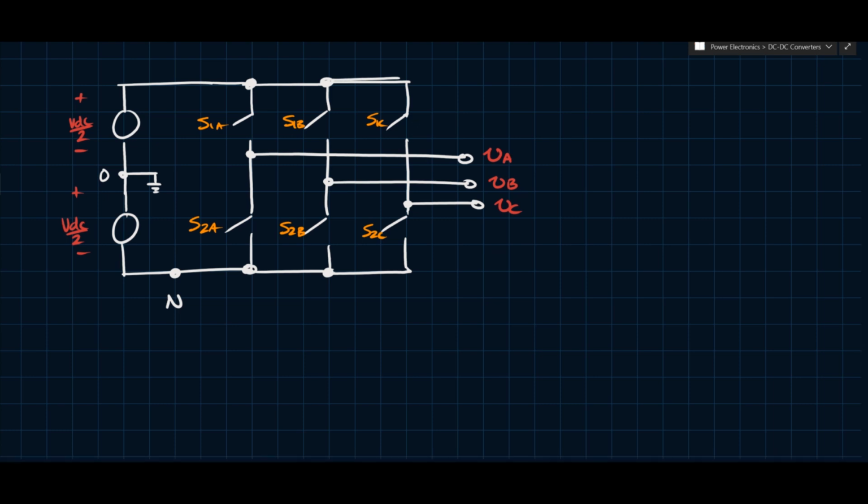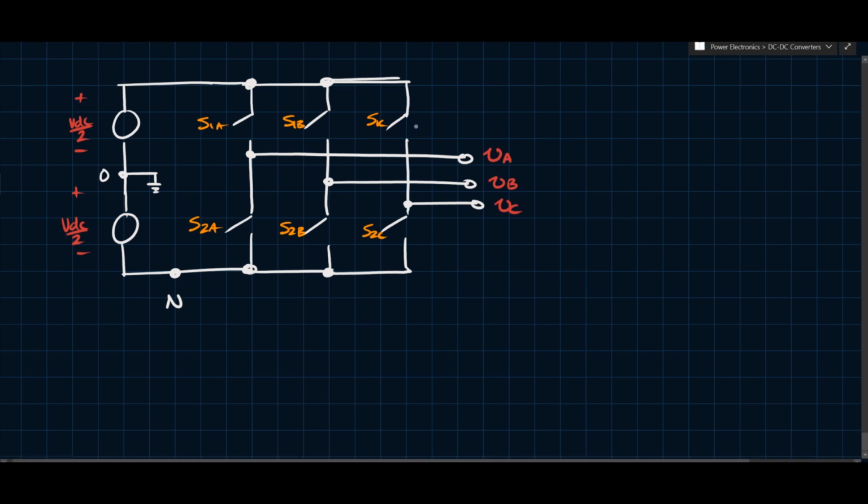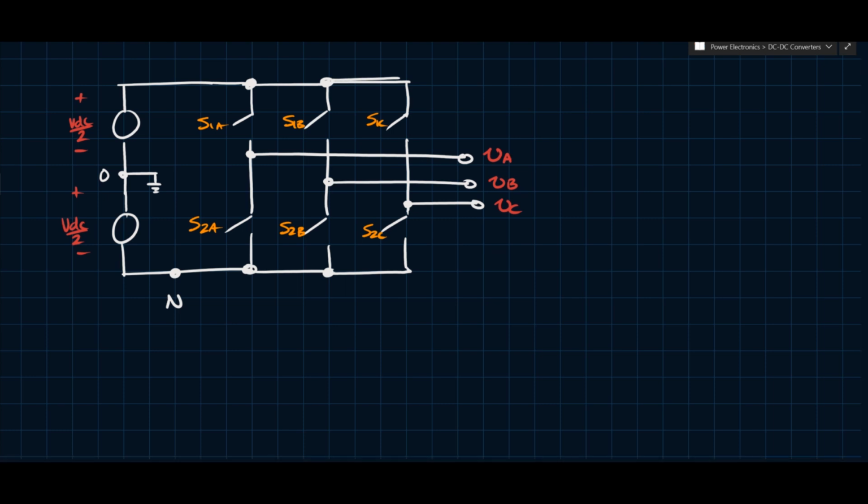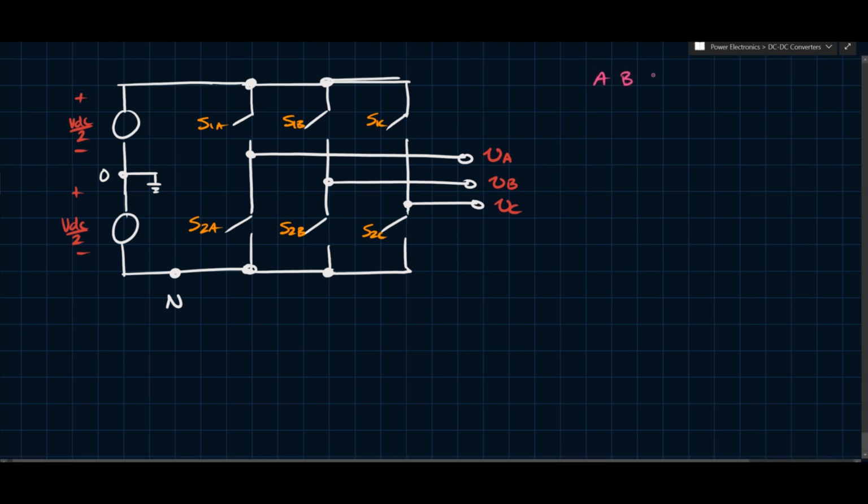So there are a number of ways to memorize the way that these switching states conduct. But one of the ones that I've found to be the most helpful is from when I took a graduate course on this stuff. So the way that was taught there is that if we consider the switches, let's say A, B, and C. So this is for phase A, B, and C, okay?